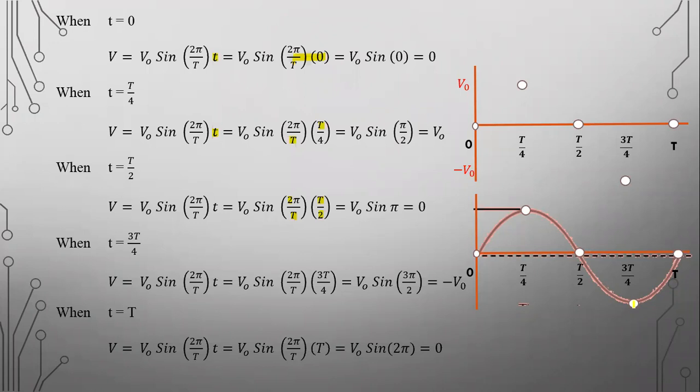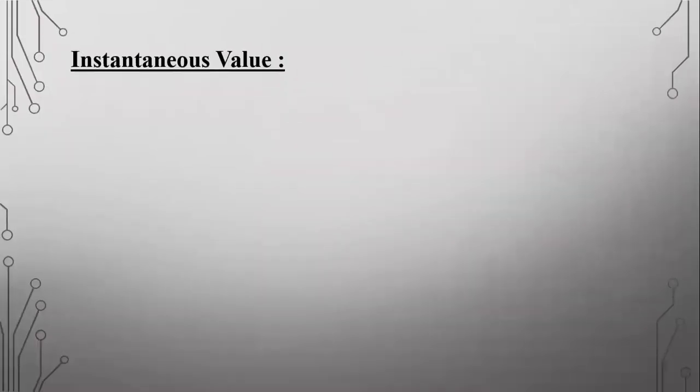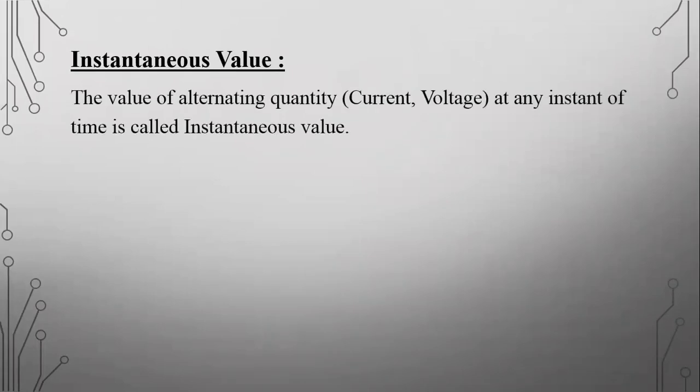The same can be observed for an alternating current by using the equation I is equal to I naught sine 2 pi over T into small t. You can trace the same kind of waveform for current also. From this waveform, we have different quantities, different terms. Number one, instantaneous value. The value of an alternating quantity at any instant of time is called the instantaneous value, whether it is current or voltage. For example, we have two equations, one for alternating current, I is equal to I naught sin omega t.